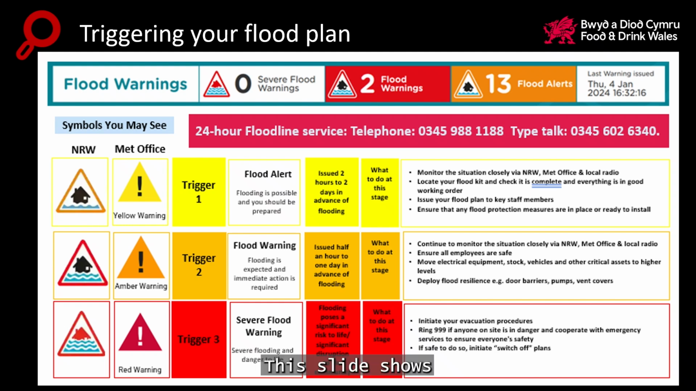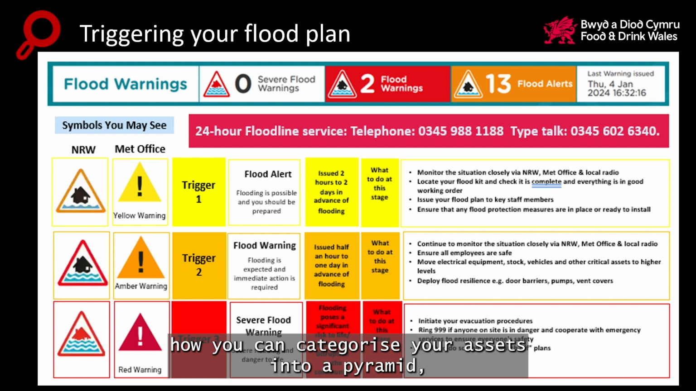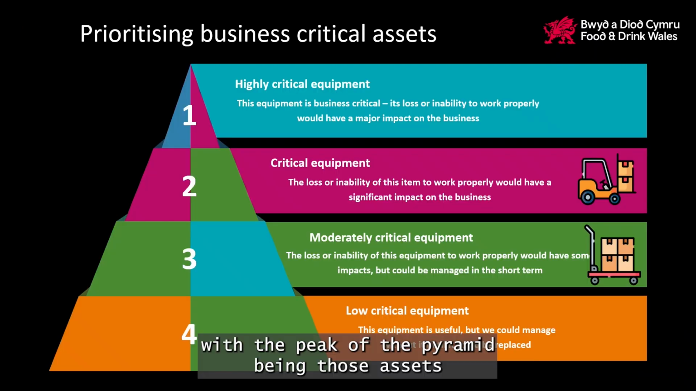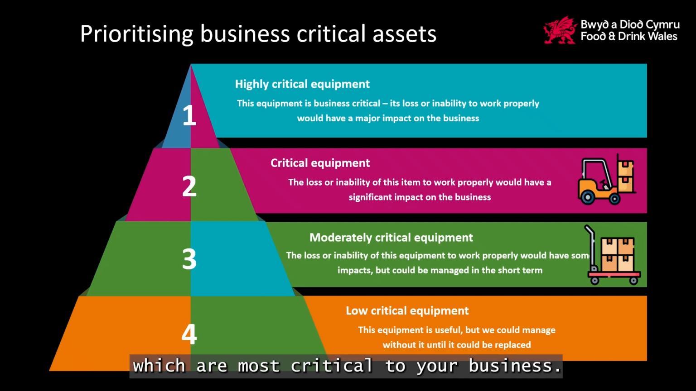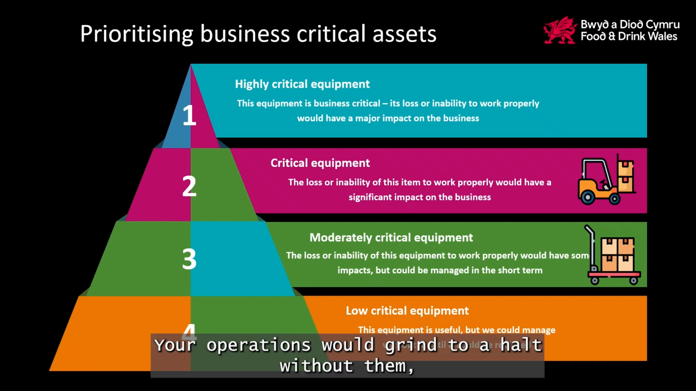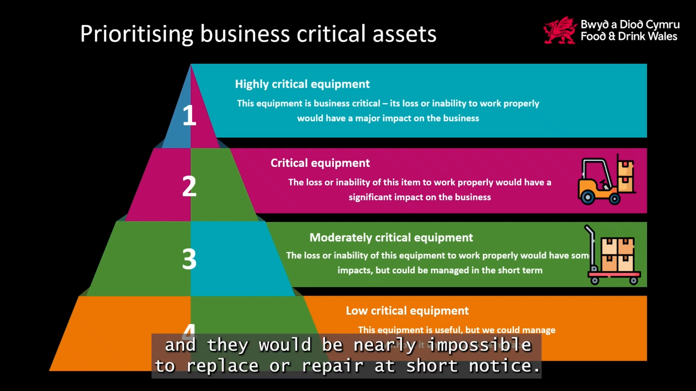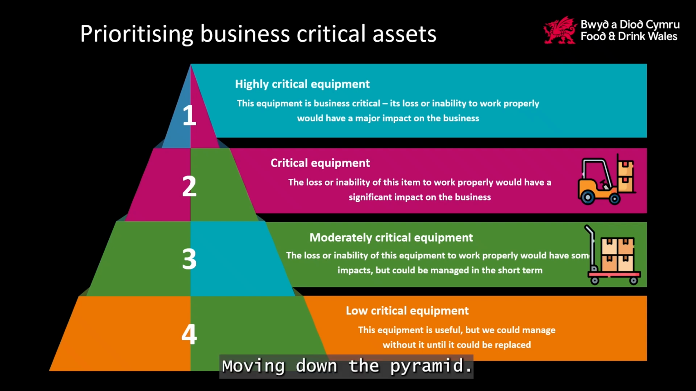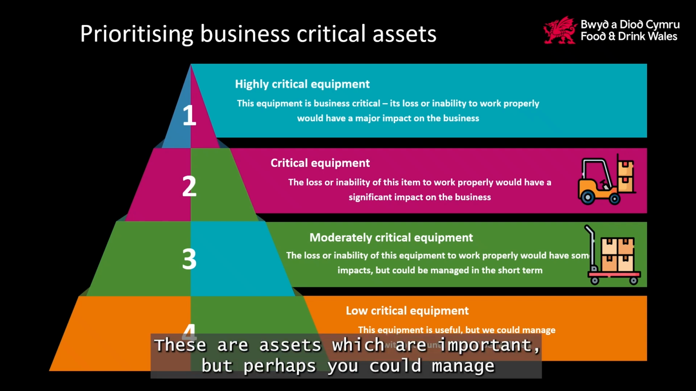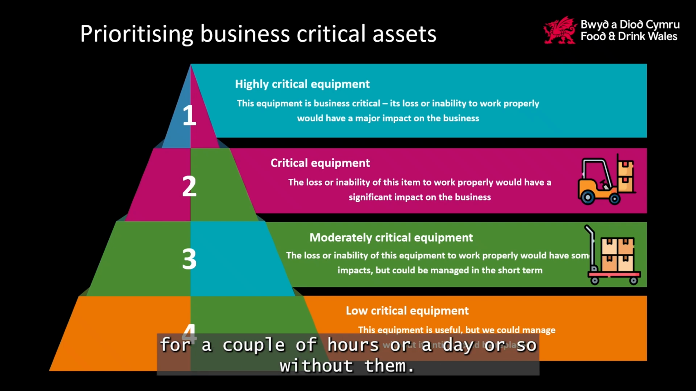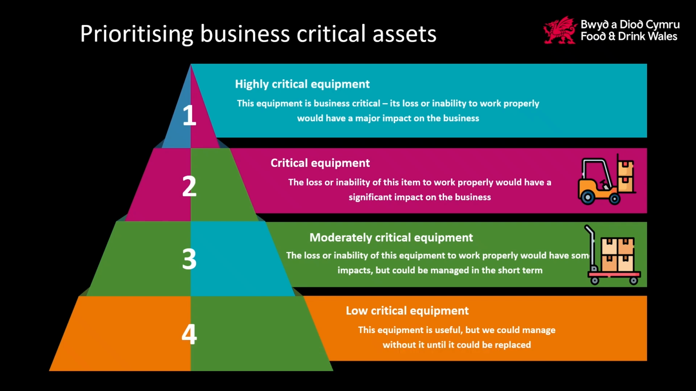This slide shows how you can categorize your assets into a pyramid, with the peak of the pyramid being those assets which are most critical to your business. Your operations would grind to a halt without them, and they would be nearly impossible to replace or repair at short notice. Moving down the pyramid, these are assets which are important, but perhaps you could manage for a couple of hours or a day or so without them.